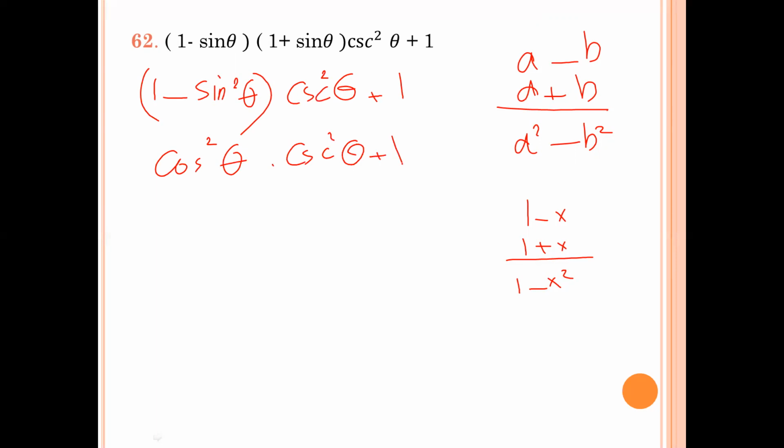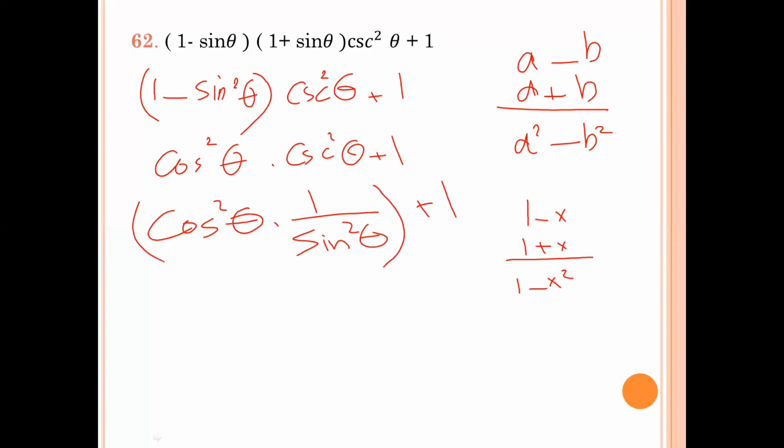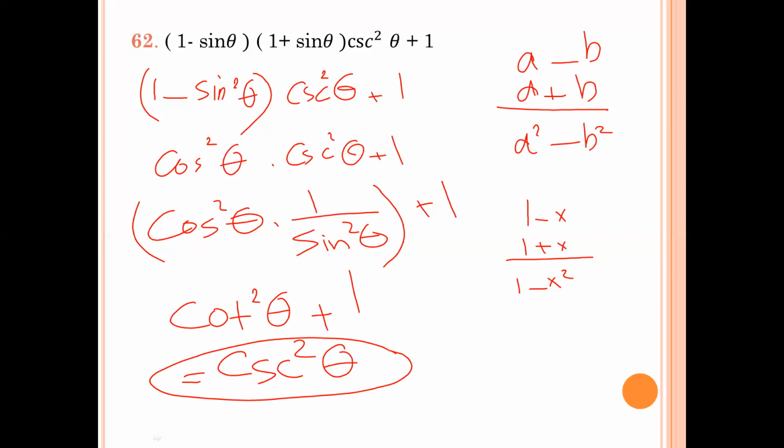Now cosine squared, keep it as cosine squared. Cosecant is 1 over sine squared, plus 1. Then cosine times over sine is what? Cosine. So cosine squared of theta plus 1. Then cosine squared plus 1, or 1 plus cosine squared, is equal to cosecant squared theta. So this is the simplest form of the previous expression.